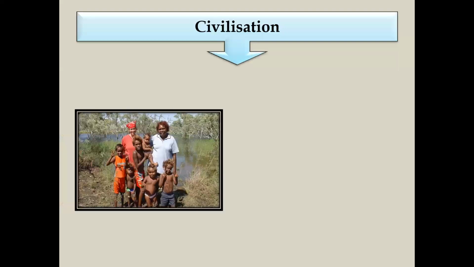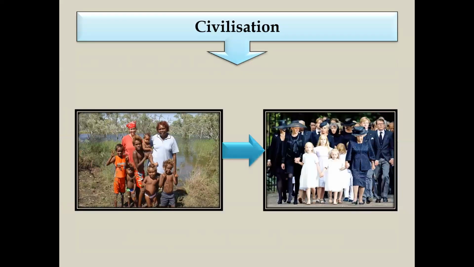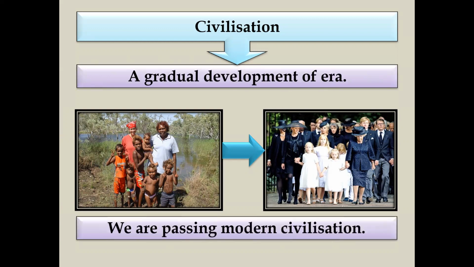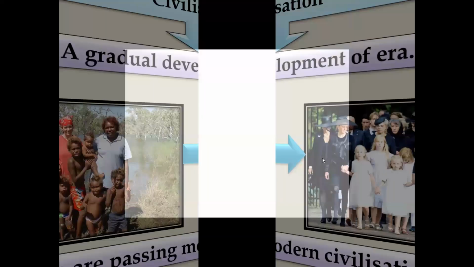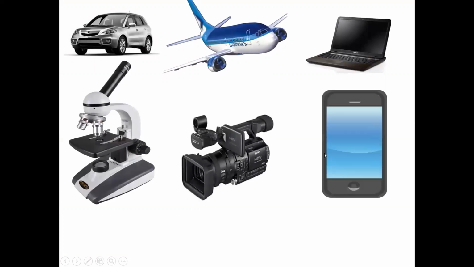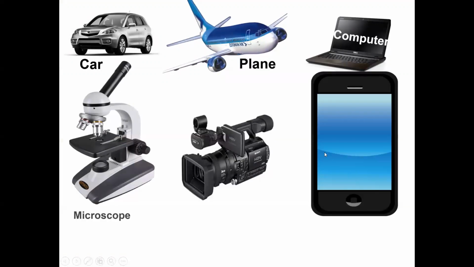Then civilization. Two pictures you see of civilization. One picture is of ancient people. They are not civilized. And then you see a gradual development of era, means time. We are passing modern civilization. This picture is modern civilization. You see there are some pictures. All these objects are known to you. Six pictures you see.